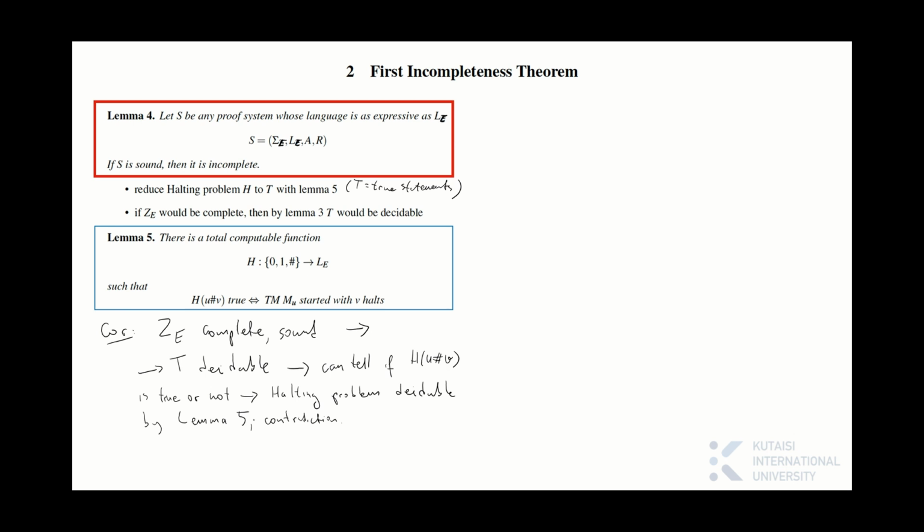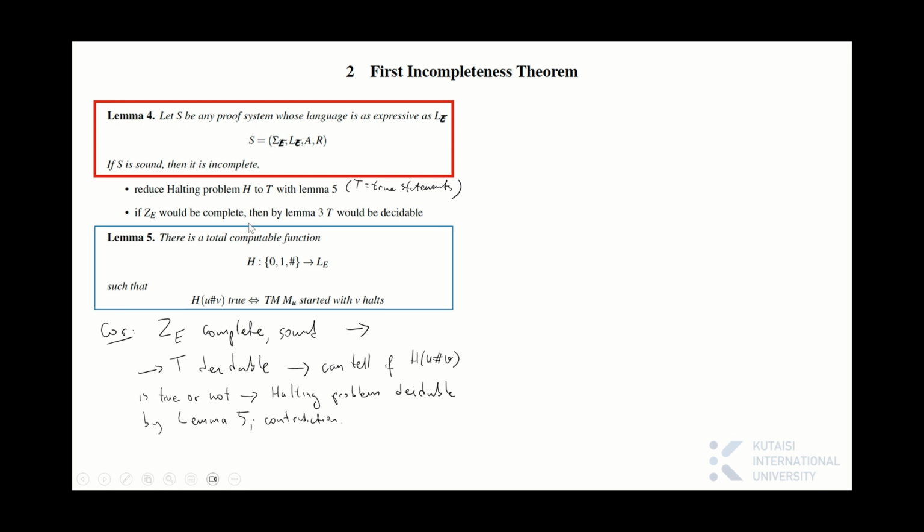And let's see how we are going to prove it. We're going to use the halting problem, right? So what we are going to do, we're going to reduce the halting problem H to T. T here is just true statements. And let me explain lemma 5, and then I'm going to show you how it proves the incompleteness theorem, and then we're going to proceed to prove lemma 5.